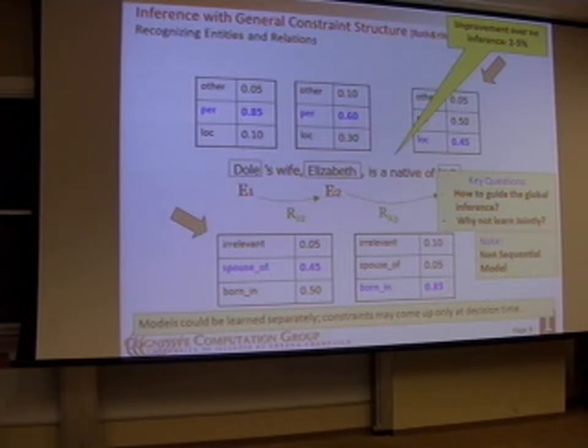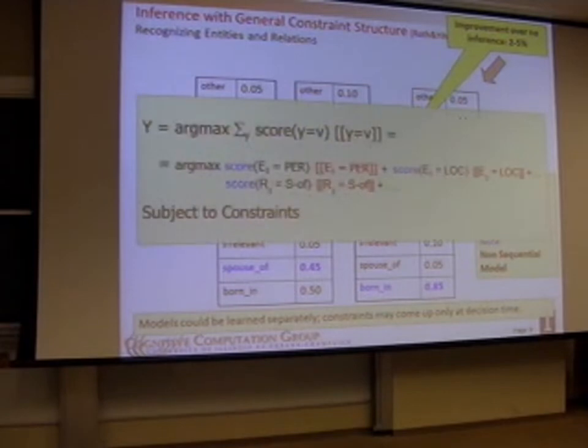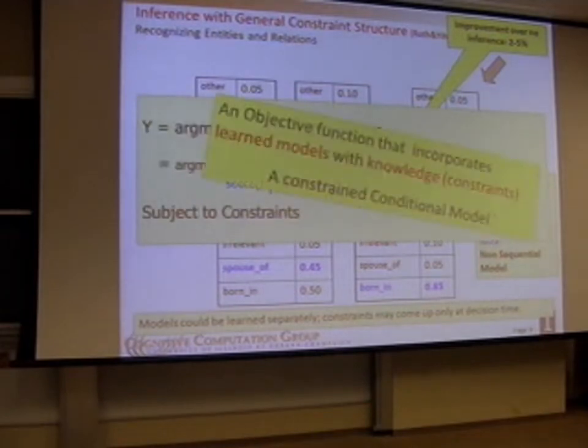And the second question is, of course, how to do it. I mean, what are principal ways to guide this global inference? And clearly what's going to happen behind it is that I'm going to have some kind of an objective function. The details are unimportant now, that incorporates learned models with the knowledge that combines them. And this is what I'm going to call constrained conditional model.